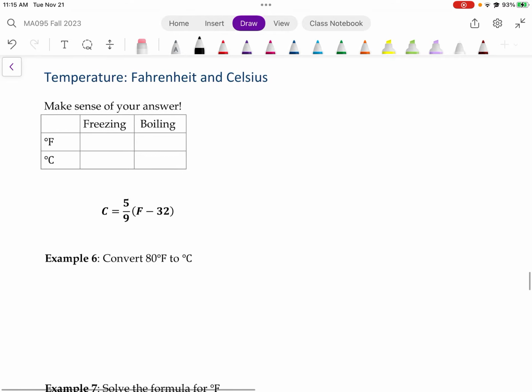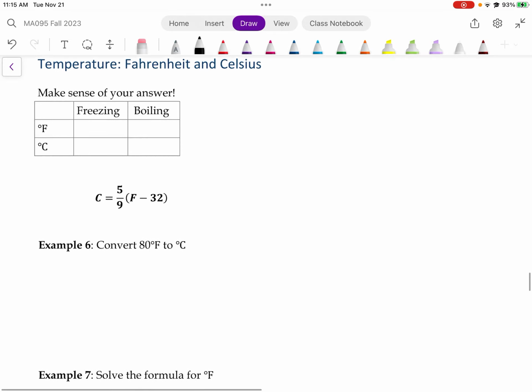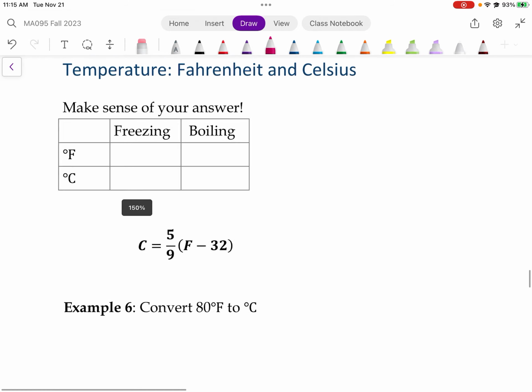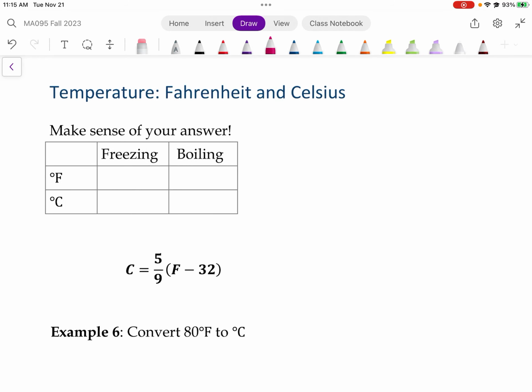Okay. All right, so let's move on and talk about the last topic, which is temperature, Fahrenheit and Celsius. First, let's make sense of your answer. So take a look at this little table I've got here. What is the freezing point in Fahrenheit? Well, that is 32 degrees Fahrenheit. And what is the boiling point? That's 212. How random is that? Especially when you look at Celsius, which the freezing point, they made it 0, and the boiling point, they made it 100. So it makes more sense.